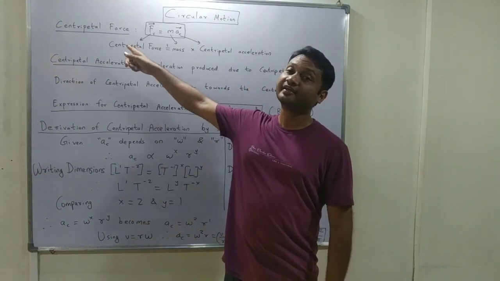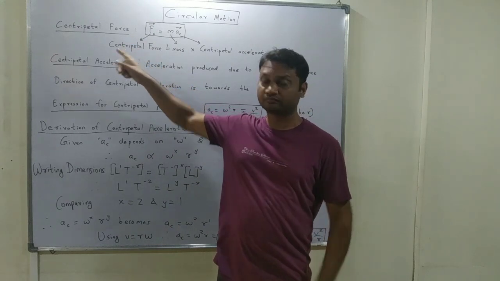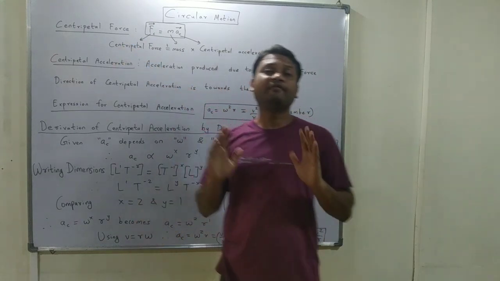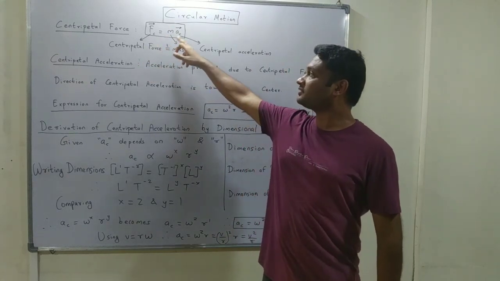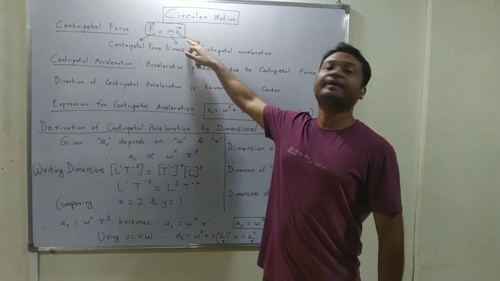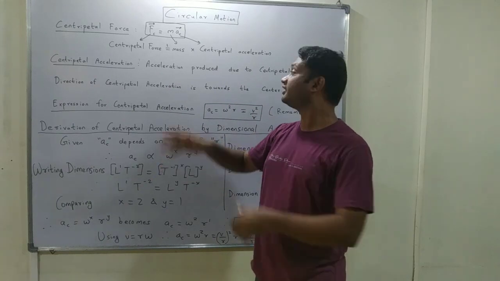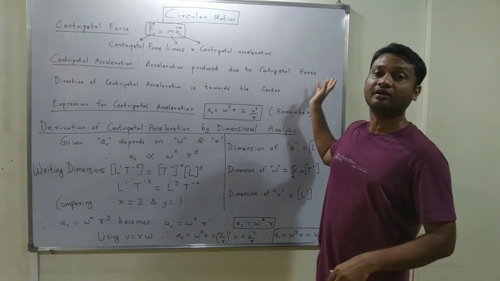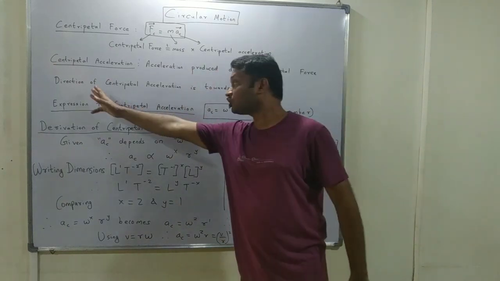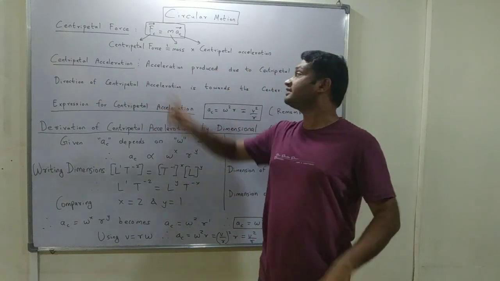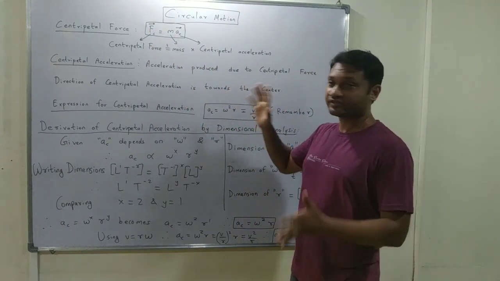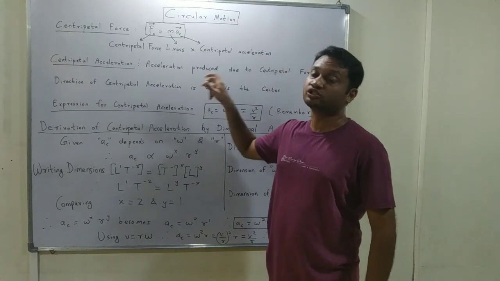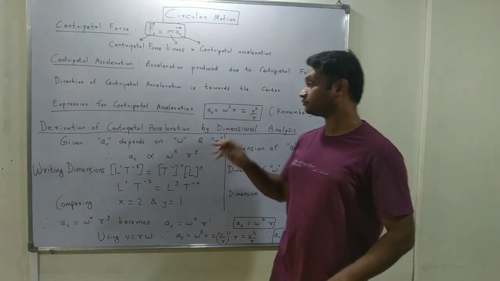In this concept, we will study centripetal acceleration. To study centripetal acceleration, we need to remind ourselves about centripetal force. Centripetal force is mass into centripetal acceleration. Accordingly, centripetal acceleration can be defined as the acceleration produced due to centripetal force. The direction of centripetal acceleration is same as that of centripetal force, which is towards the center. Hence, the direction of centripetal acceleration is also towards the center.